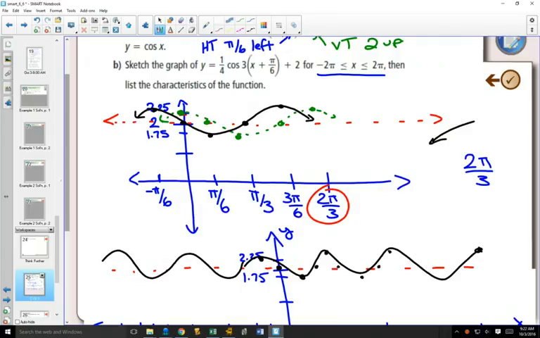So we're going to work on some of these for a bit. 3, 8, 9, 10, and 11. And in number 11, you're going to have to remember to factor out the b value.